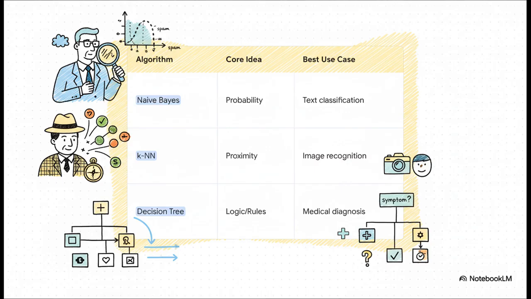Naive Bayes, which is all about probability, is the absolute go-to for spam filtering. KNN, based on closeness or proximity, is awesome for things like recommendation systems, finding things that are near what you already like. And decision trees, with their super clear logic, are perfect for fields like medicine, where you absolutely need to understand why a decision was made. The key takeaway here is matching the algorithm's strength to the problem you're trying to crack.